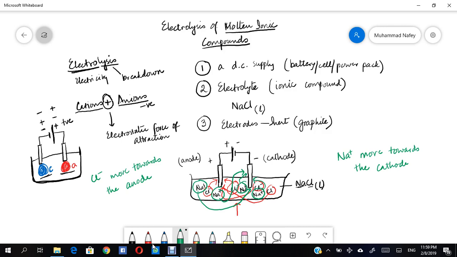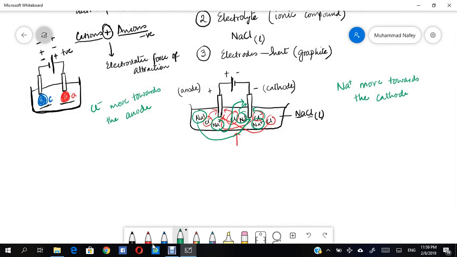So what happens at the anode? Here we go. So Cl⁻ ions, the chloride ions, move to the anode, and they are going to lose their electrons, and they are going to form Cl. Why? Because once the electron is lost, we have Cl. However, there are a number of errors in this equation. The first error being that Cl doesn't exist.